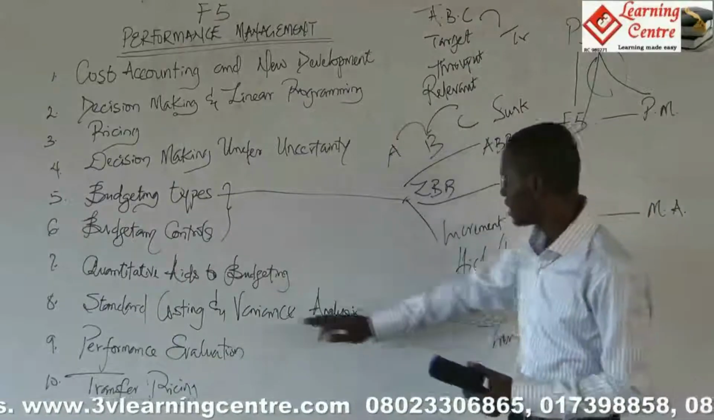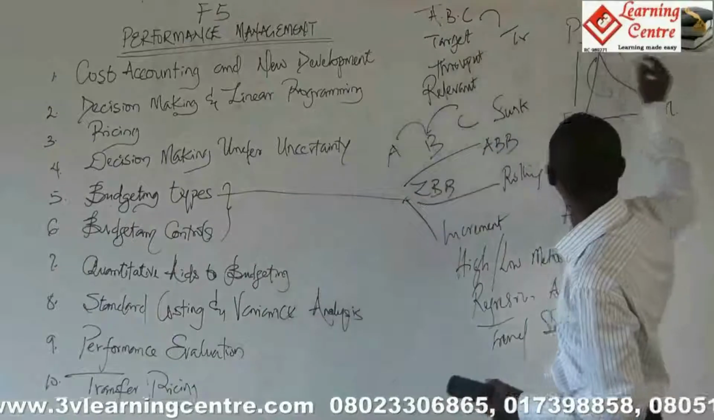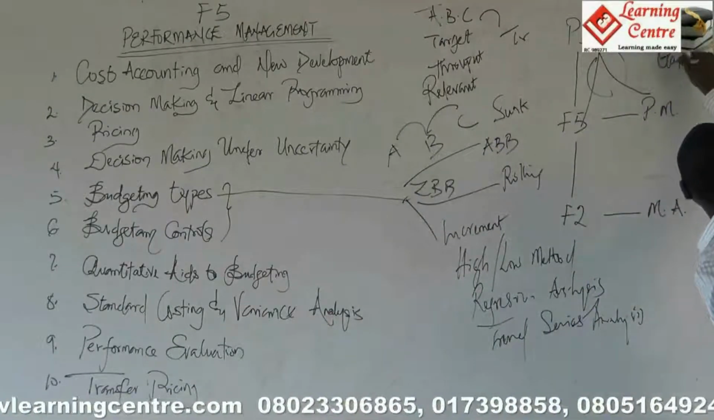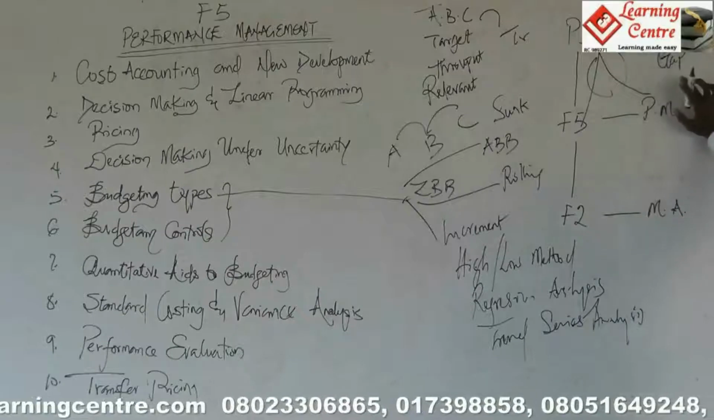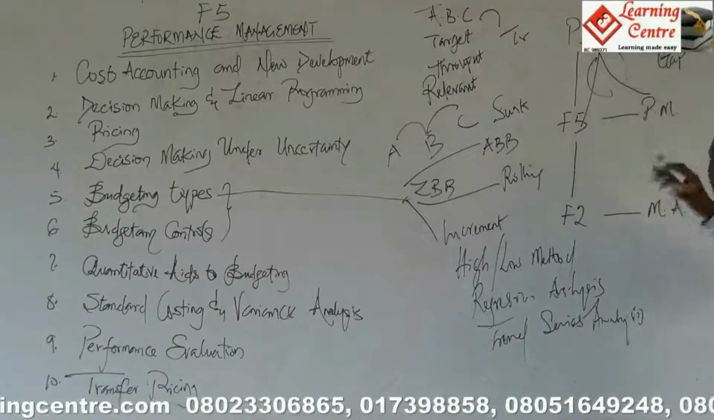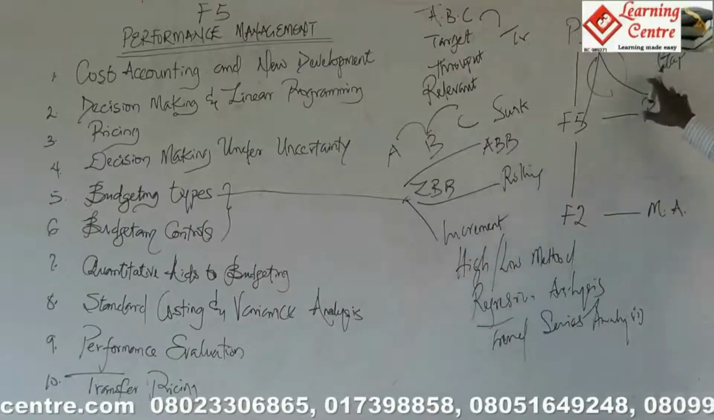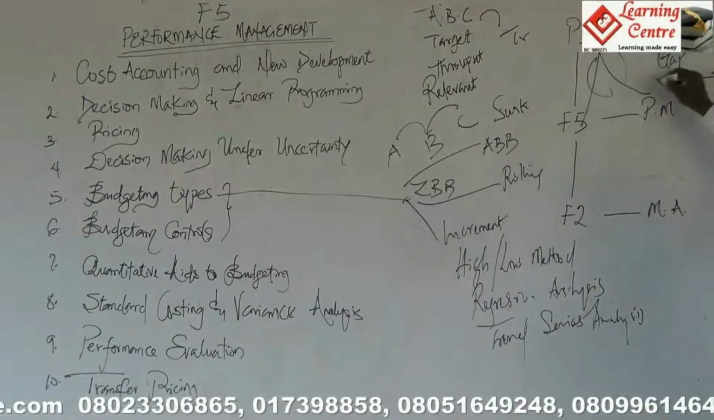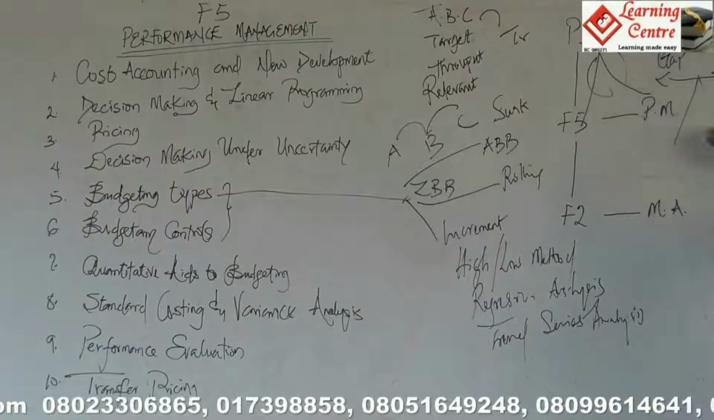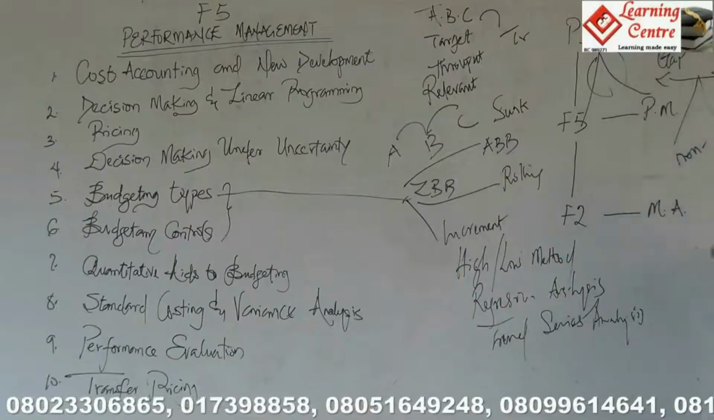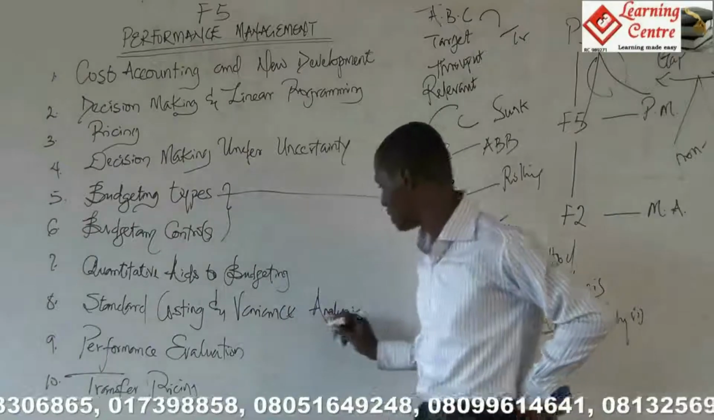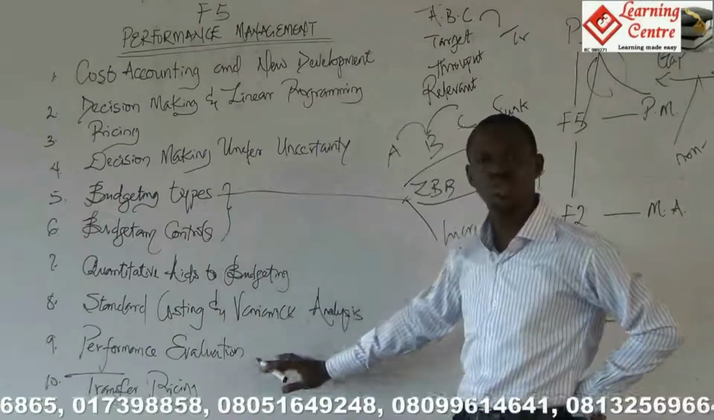Now, after getting the discrepancy, which is the gap, we check out what ways we are going to use to close this gap. It could be removing non-value adding activities. So those are most of the things you'll be doing under standard costing and variance analysis. Now we'll go to performance evaluation.